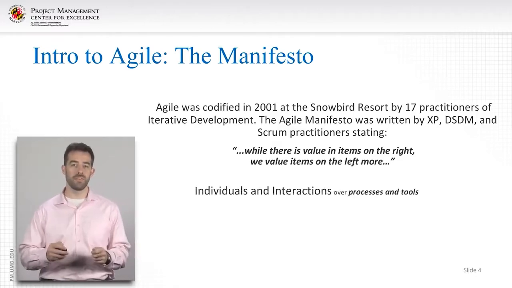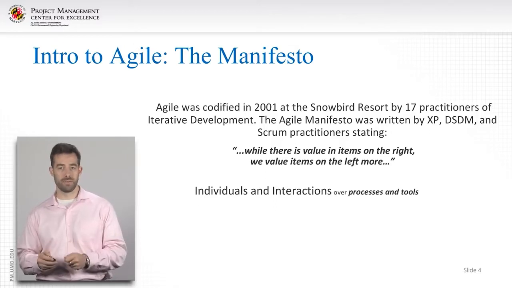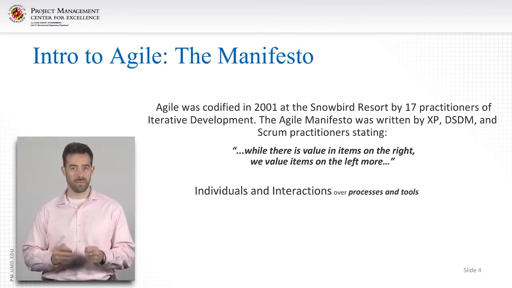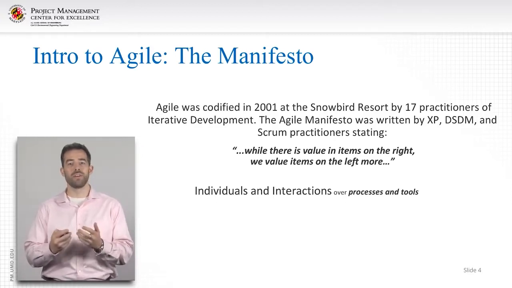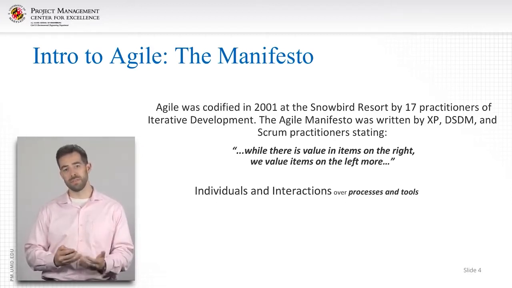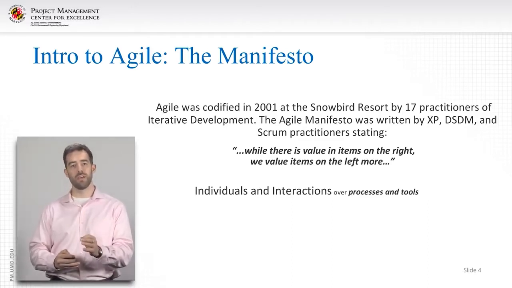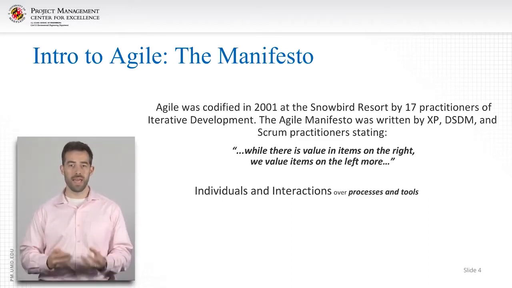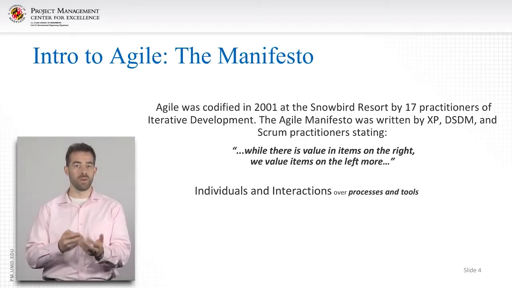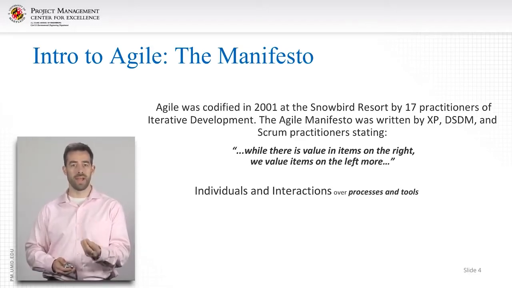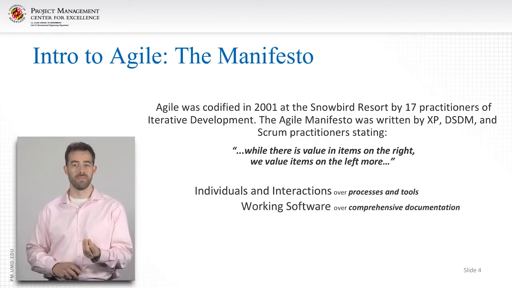The first one is individuals and interactions over processes and tools. This is because people are the ones who get the work done. And in the end, it's our interactions with each other that can exchange the most information. No tool or process can ever carry as much information or be able to convey the intent as much as a one-to-one conversation. So we start with this belief that we want people to interact and not to use processes and tools to supplant that kind of productivity on a project.